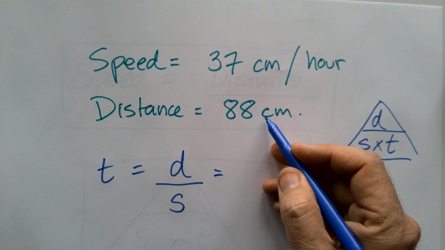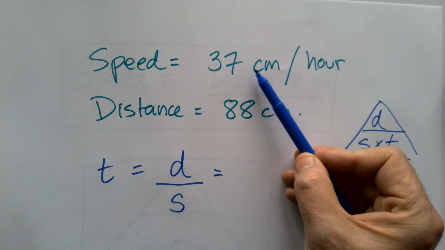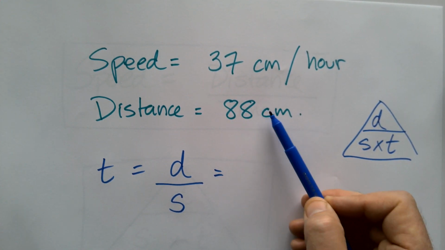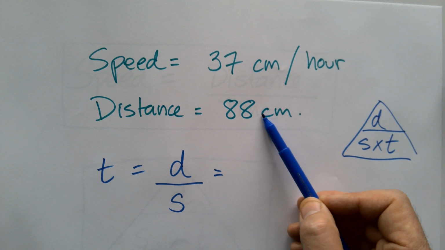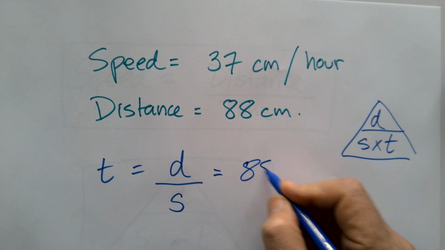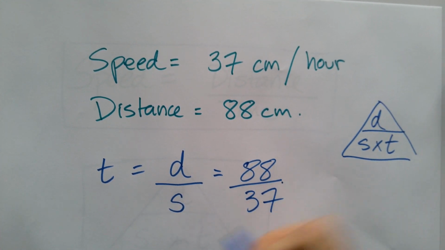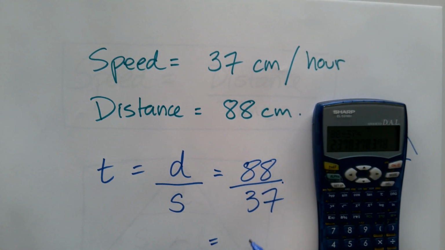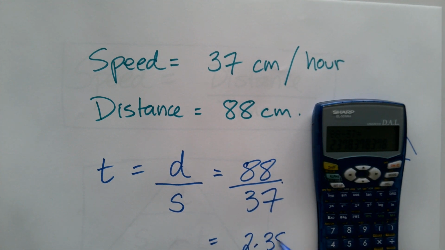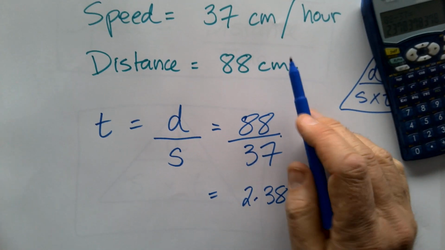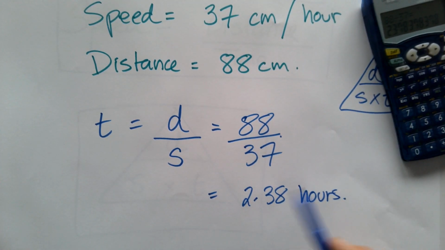The distance is 88 centimeters. Now, the speed is 37 centimeters per hour. So if that was given as 0.88 meters, I'd have to get that to centimeters to use it with this. They have to match. So my distance is 88. The speed is 37. 88 divided by 37 is 2.38 hours. I know it's got to be hours because that is in centimeters per hour.